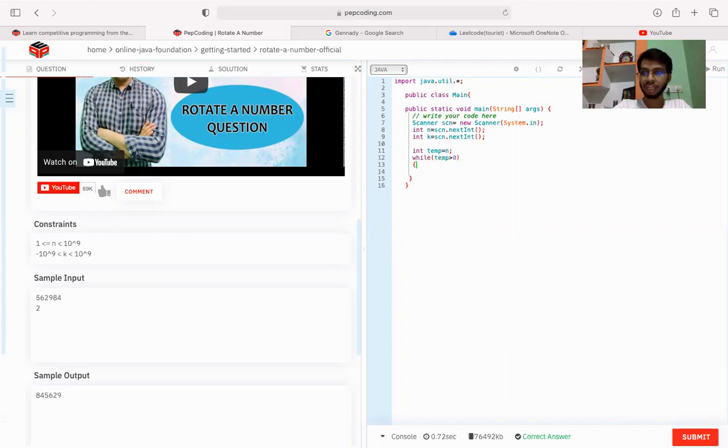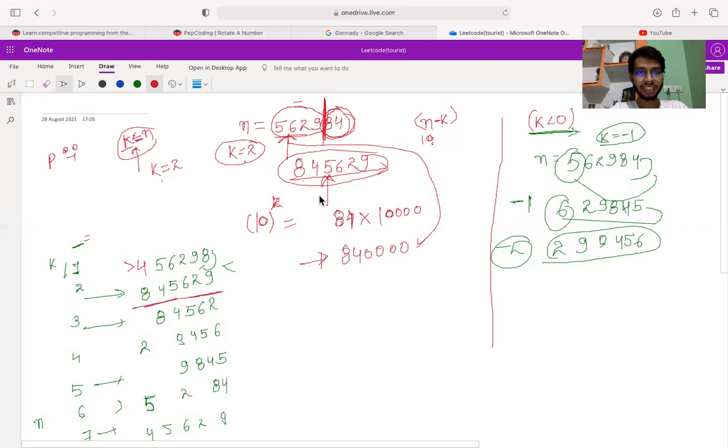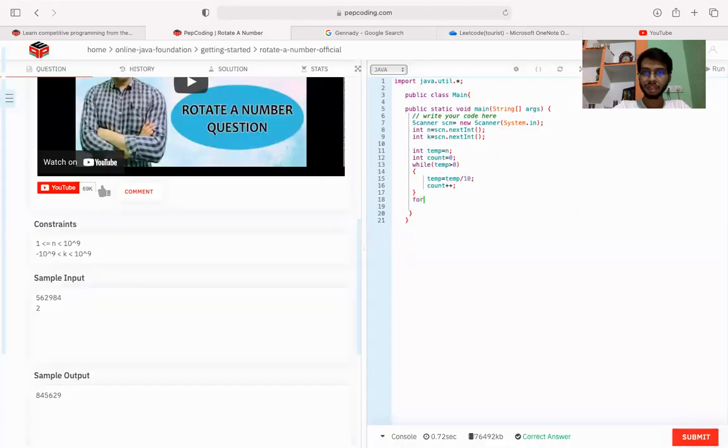Until my temp variable is greater than 0, I divide temp by 10 at each step. And I'm making a counter variable and increasing the counter value. This will tell me the count, how many digits are there in a number. After finding the digits, I need to find my divisor as well as my multiplier. My divisor was 10 raised to power k. So I'll run a loop till digits.